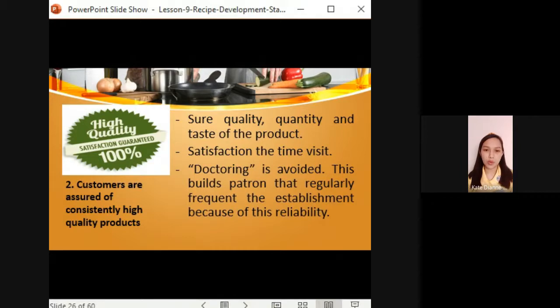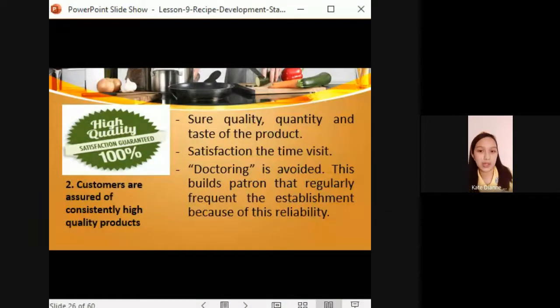Okay, so number 2, customers are assured of consistent, high quality products. It ensures quality, quantity, and taste of product. Satisfaction, the time they visit. Doctoring is avoided. This builds patrons that regularly frequent the establishment because of this reliability.